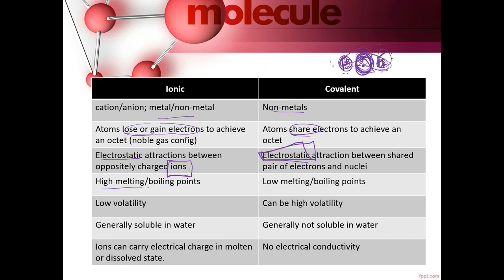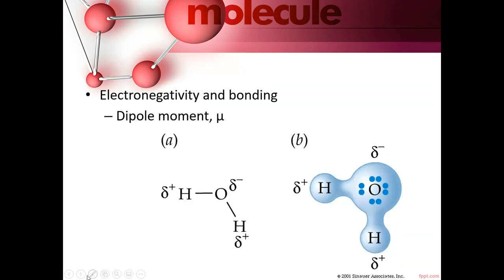Ionic compounds are going to have very high melting points, more likely to be solids at room temperature, whereas covalent compounds are going to have lower melting and boiling points. They're more likely to be gases. So high volatility, more likely to vaporize. Low volatility, less likely to vaporize. Ionic compounds are more likely to be soluble in water because water is polar. Covalent compounds are less soluble unless they're polar, and we'll talk about that in another slide. Ions can carry an electrical charge if they are melted or if they're dissolved in water, whereas those covalent compounds are far less likely to conduct electricity.